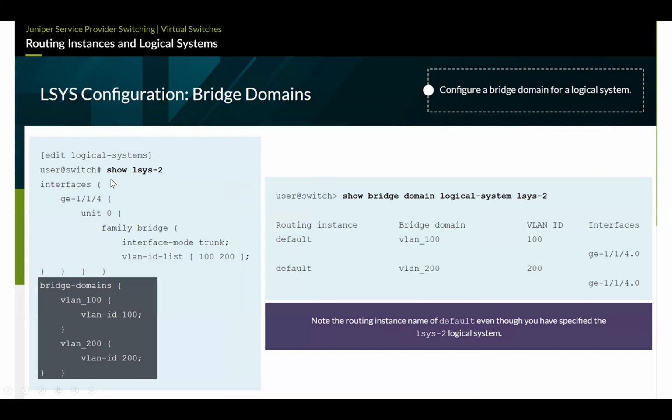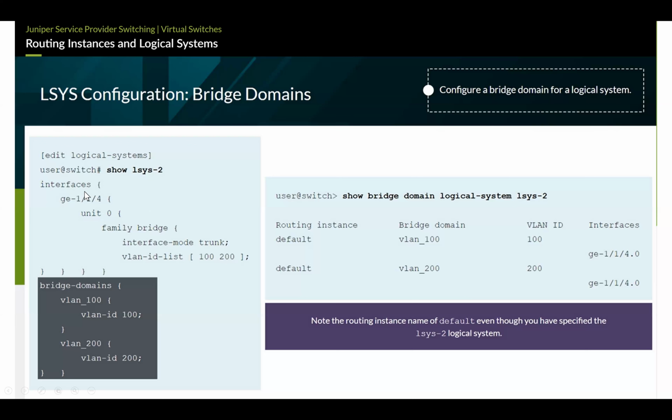So this is under the logical system. Under logical system, you can create bridge domain. Under bridge domain, you can create multiple VLAN ID. You can configure the access port. You can configure the trunk port as we configured in our lab, and you can check.